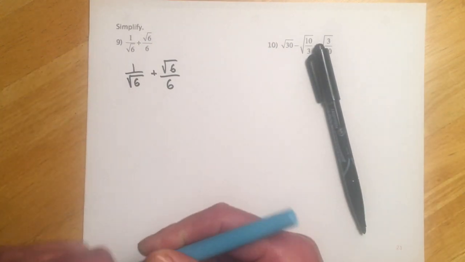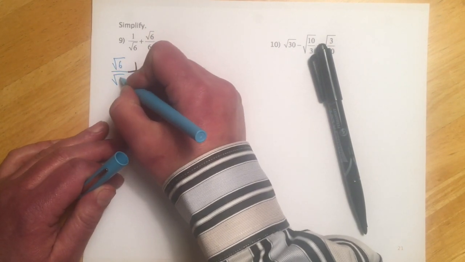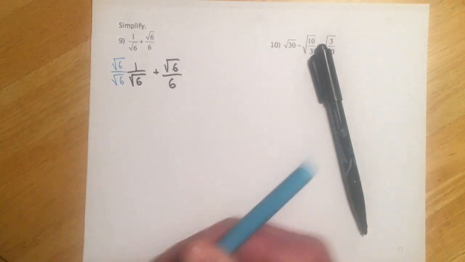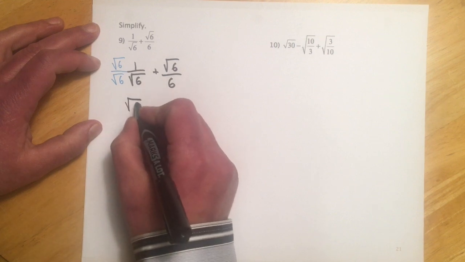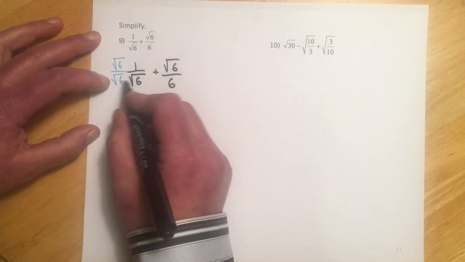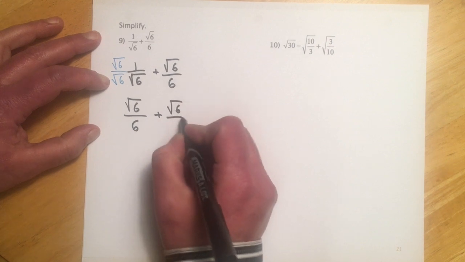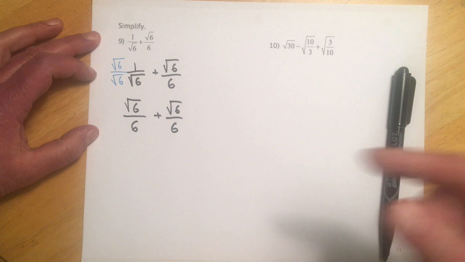For my first step, I'm just going to do root 6. So I'm just going to rationalize any radicals in the denominators that need rationalizing. And then in this case, that pretty much gets it done for the common denominator, because root 6 makes 6 plus root 6 over 6. So these have a common denominator now, so I can add them.